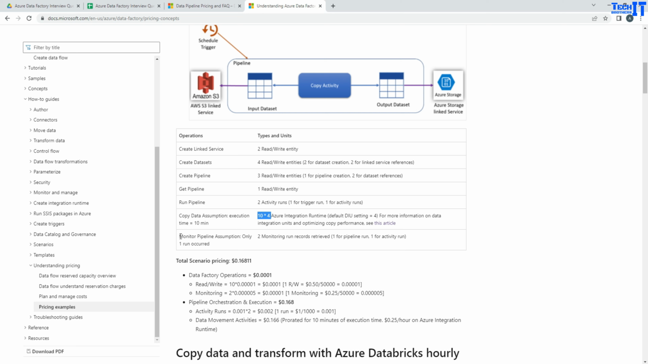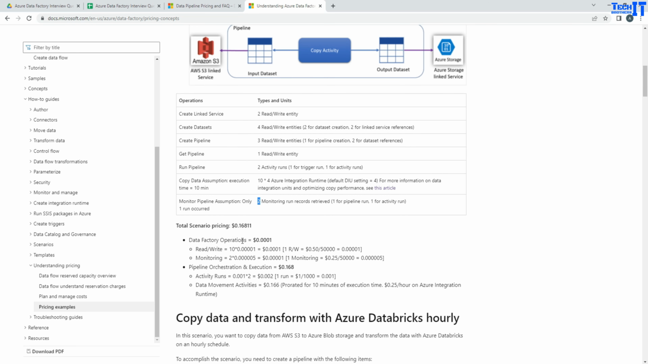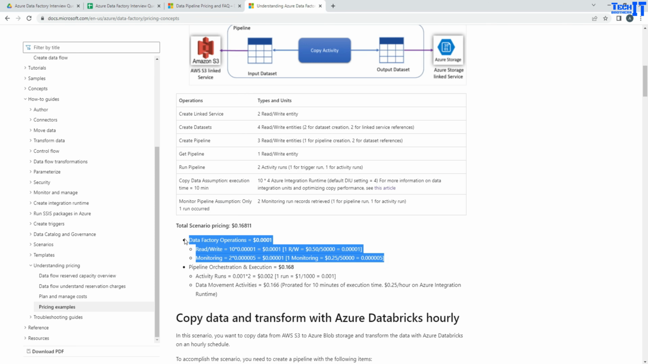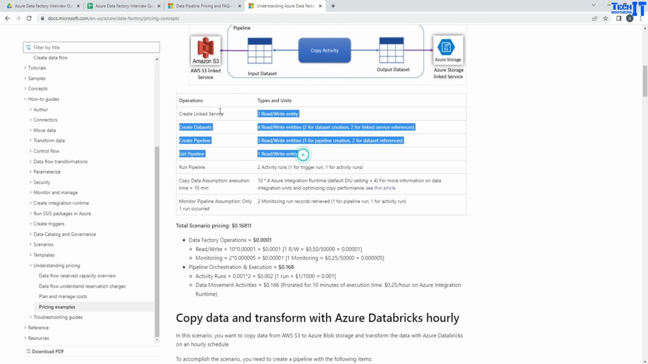And then we have monitor pipeline consumption only. So for monitoring, you saw those messages, pipeline runs, pipeline activity runs and all that. Also 2 entities will be used here. Okay, so 2 units. Now let's see how they calculate this scenario. First of all, data factory operations. This is not copying data, this is only data factory operations. So these are all the entities you are considering for the data factory operations.